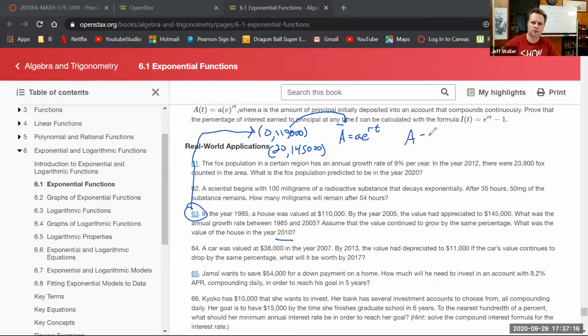So then I know this much now. And then you use this point, you plug that in. Where's that going to go? 20. What's your input? T. T is your input. You're going to put 20 there. And then you're supposed to get a 145,000 out here. Right? So we'll have 145,000 as an output if your input, equal sign, is 20. So now you can solve for R.